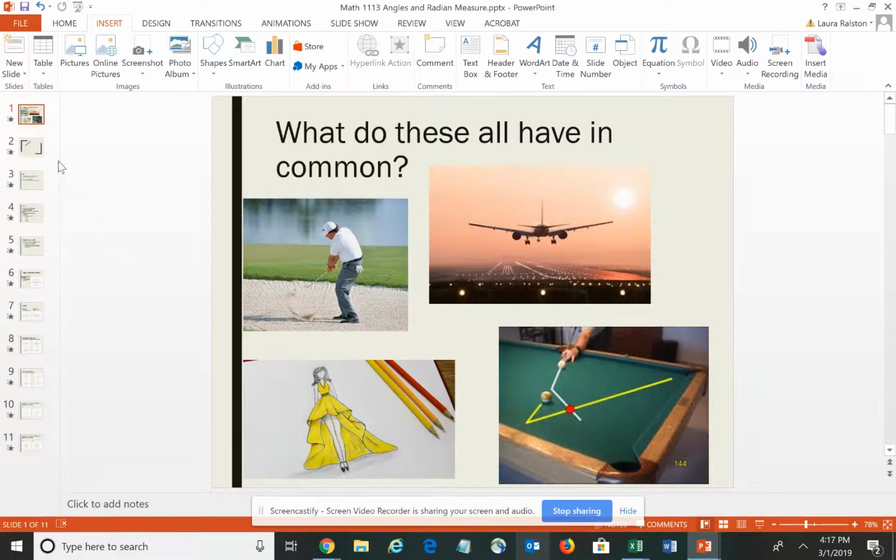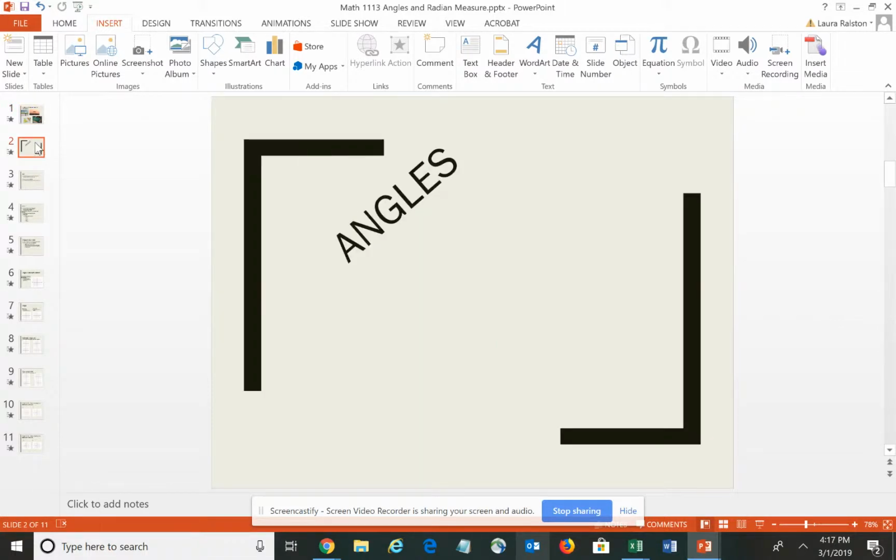So what do all of these have in common? They all have angles in common. In some way or another, in all four of those pictures, we're dealing with angles. And all of us at one time or another have to deal with angles.